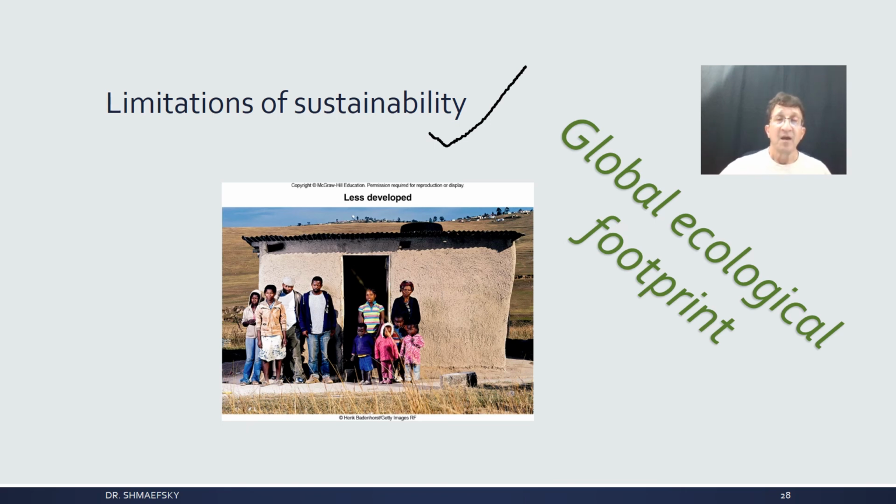So right now, the great disparity between those that have and those that don't is going to be a limitation to sustainability. But think about your own living. What are you willing to give up to preserve resources for the future?